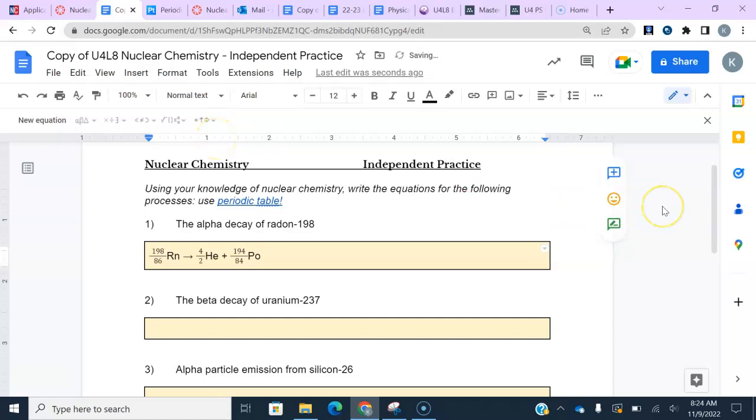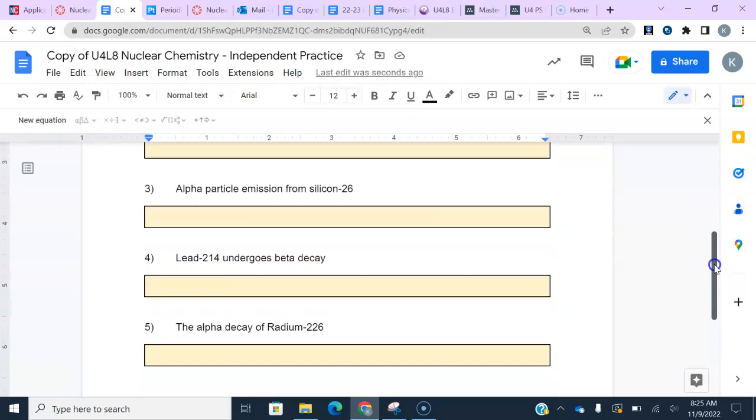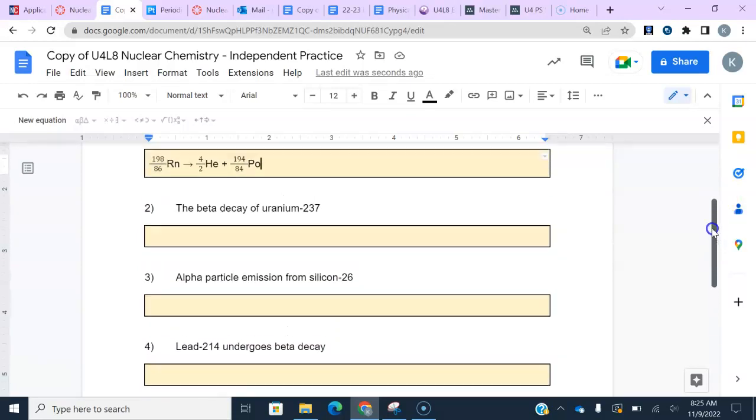Polonium. That is your alpha decay of radon 198. So radon 198 undergoes alpha decay into polonium 194. The nucleus of that radon kicked off a helium atom and it gave us polonium 194. You will use this example to help you do number 3 and number 5 as well.